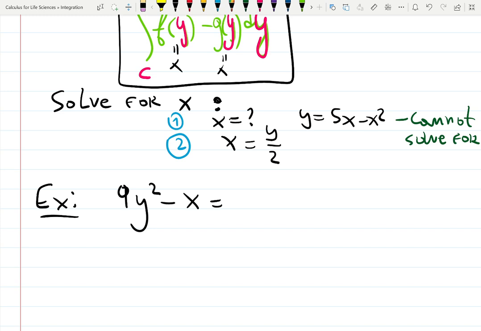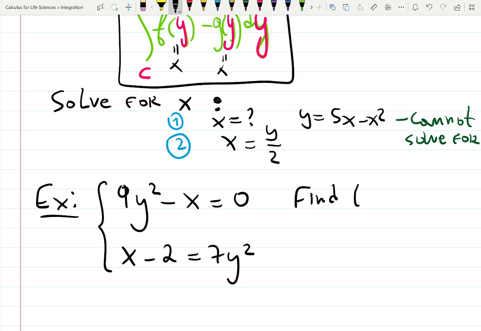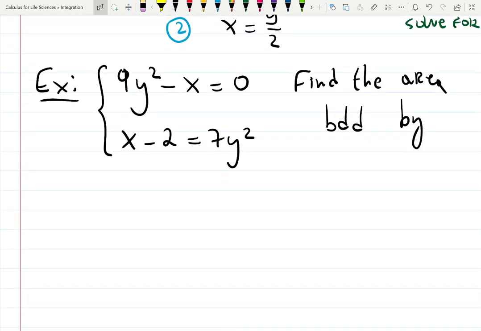So if you have 9x squared minus x equals 0, and then x minus, it's a different example. I'm sorry, no, never mind. I was worried because you said 9x squared, but it is 9y squared minus x equals 0, and x minus 2 equals 7y squared. We're finding the area bounded by. Find the area bounded by, that's nice American notation for bounded by. Step 1 is the same.